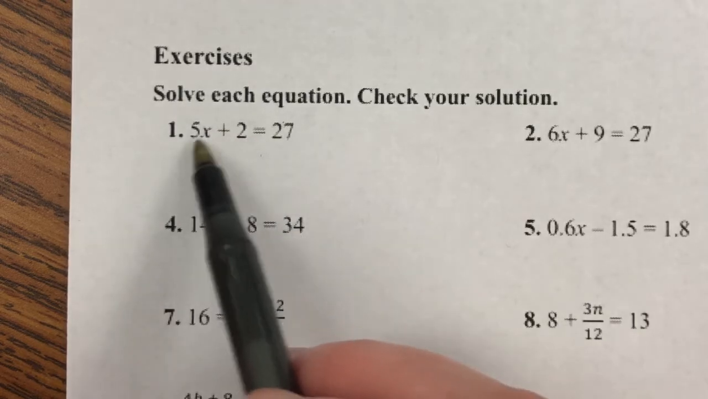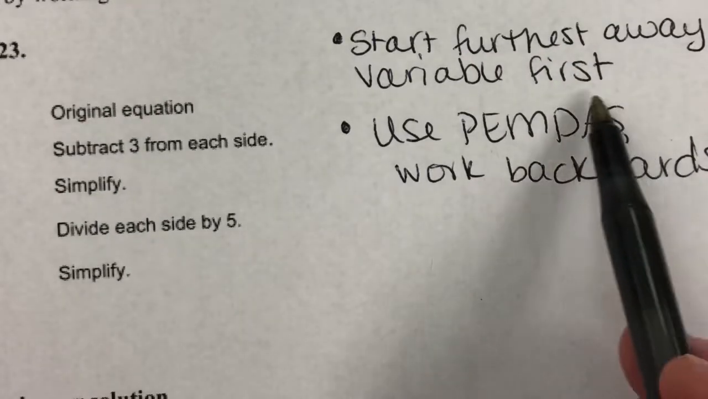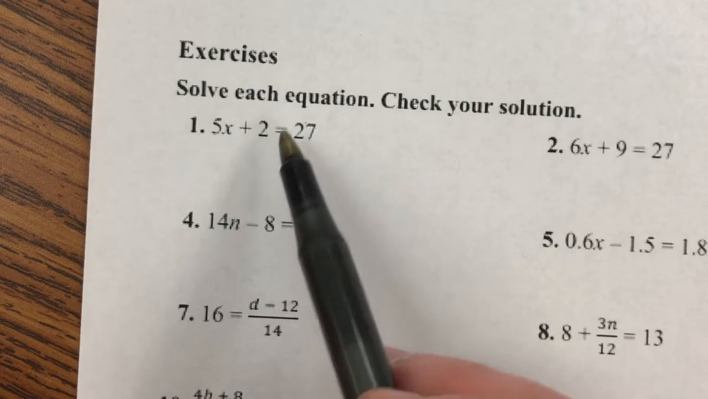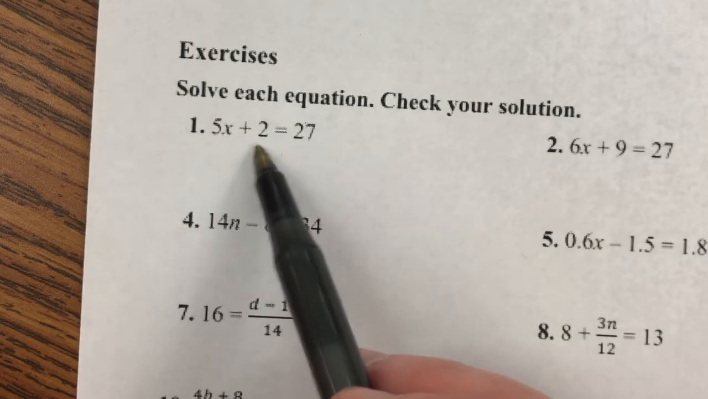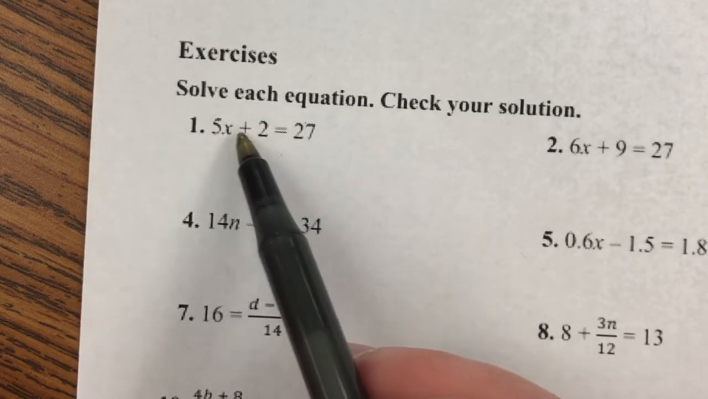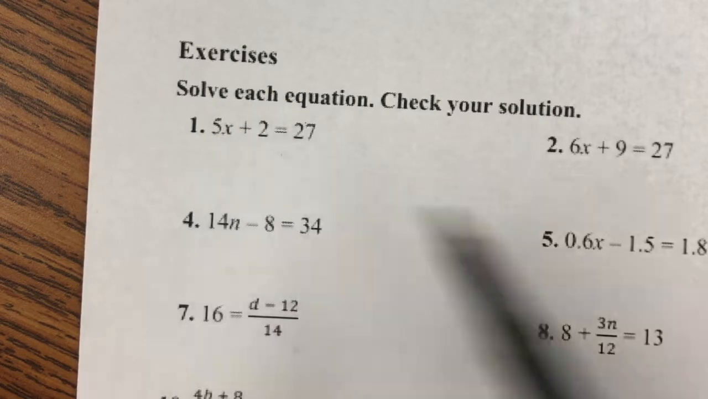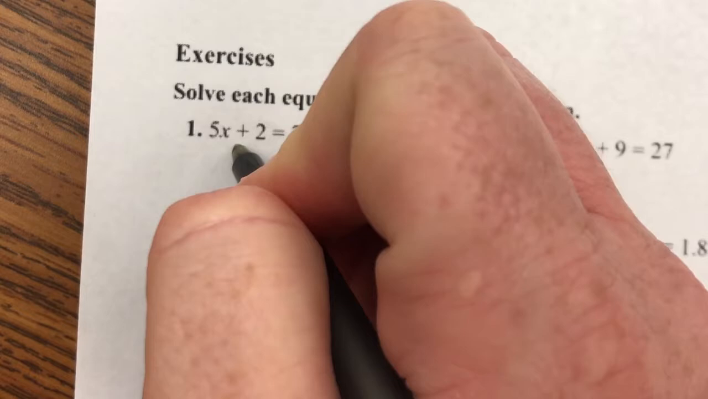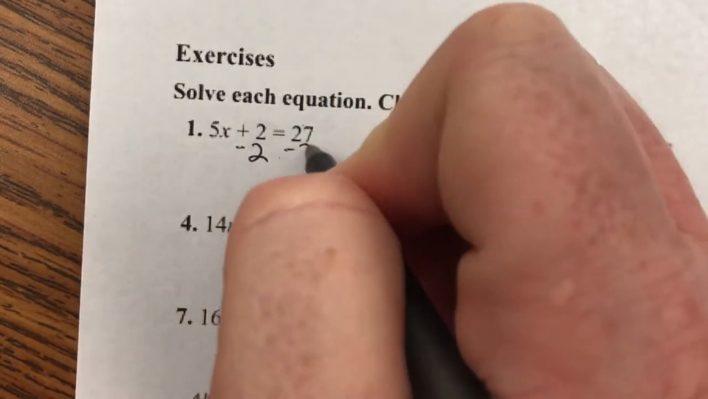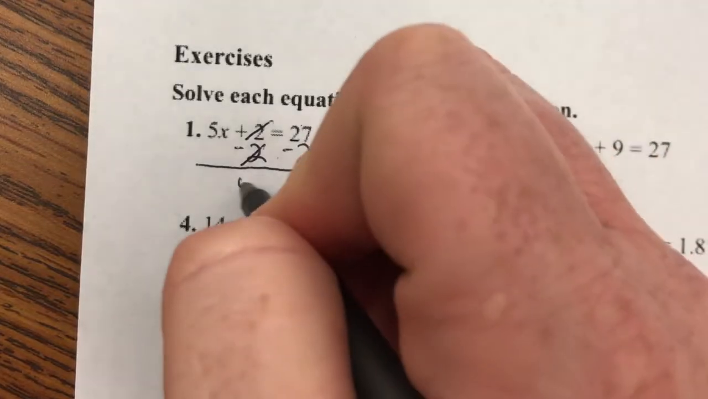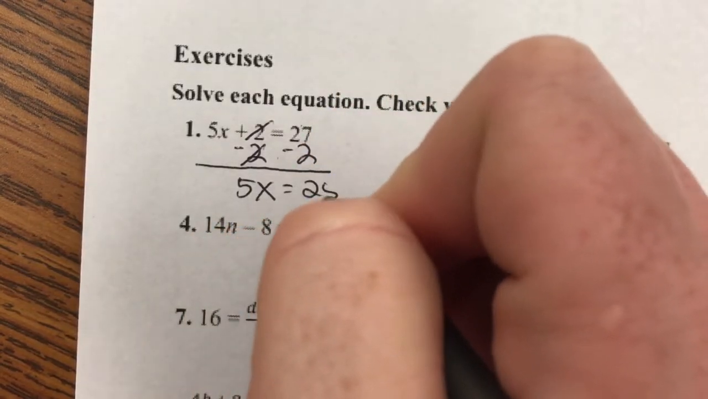So which one do I get rid of first, the 5 or the 2? Well, remember, backwards PEMDAS, I want to add or subtract first. Also, in my little world, I always get rid of what's furthest away from x first. So this 2 is separated by a plus sign. The 5 isn't separated by anything. So I want to get rid of this 2. To get rid of plus 2, I need to subtract 2. And whatever I do on one side of my equal sign, I do to the other. So I'm left with 5x equals 25.